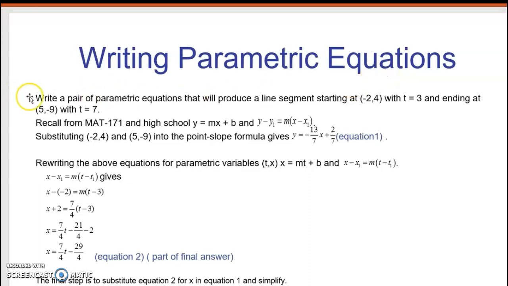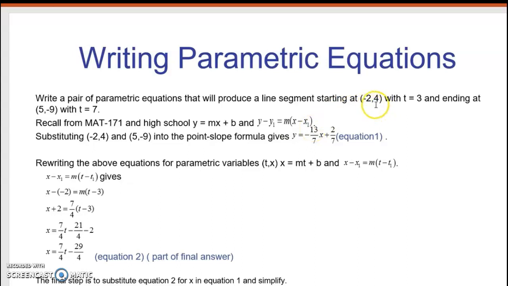Example: write a pair of parametric equations that will produce a line segment starting at (-2, 4) with t equal to 3 and ending at (5, -9) with t equals 7. To work this problem, you must recall from Math 171 and your high school math classes that y equals mx plus b is the slope-intercept form of a line, and most importantly, the point-slope formula for writing the equation of a line: y minus y sub 1 equals m, which is the slope, times x minus x sub 1.